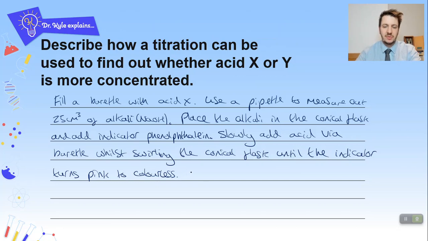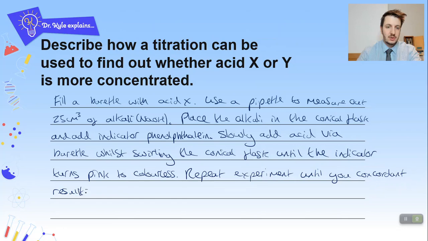Okay, so then what we're going to do is we're going to repeat the experiment or method until you get concordant results. So they're within 0.1 of each other. And so that means you are absolutely sure at what volume acid X is going to neutralize the alkali.